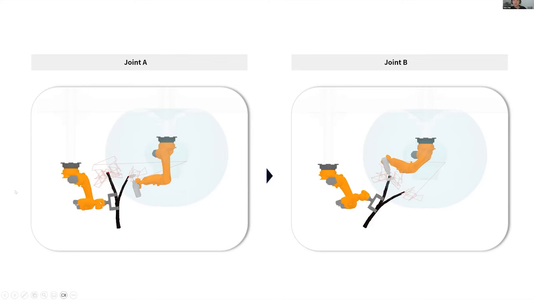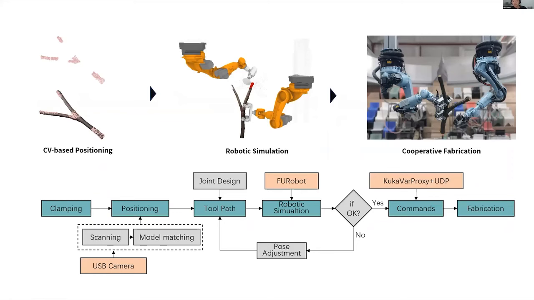The gripping robot will try to move the components inside the reach of the processing robot, and once a joint is complete, it will adjust its position to another position that is easier for the robot to fabricate. And based on all the technology we mentioned before, we set up this kind of fabrication process.